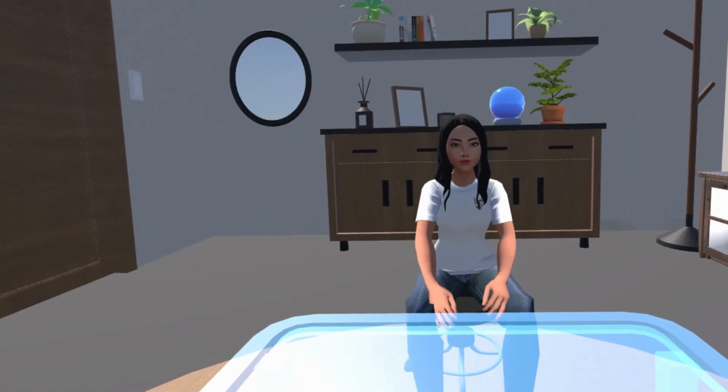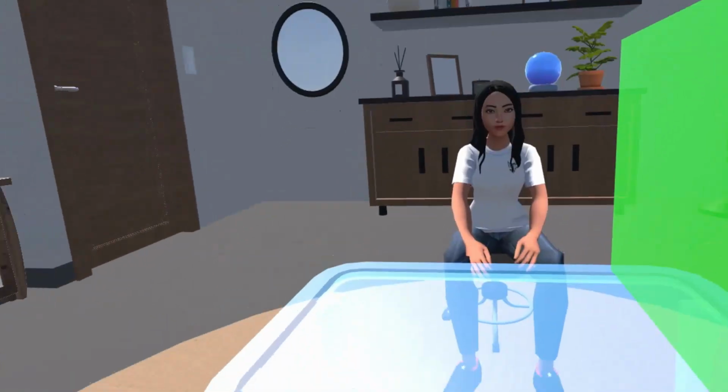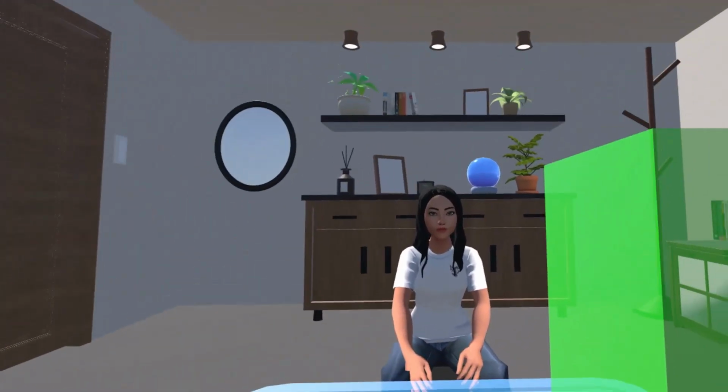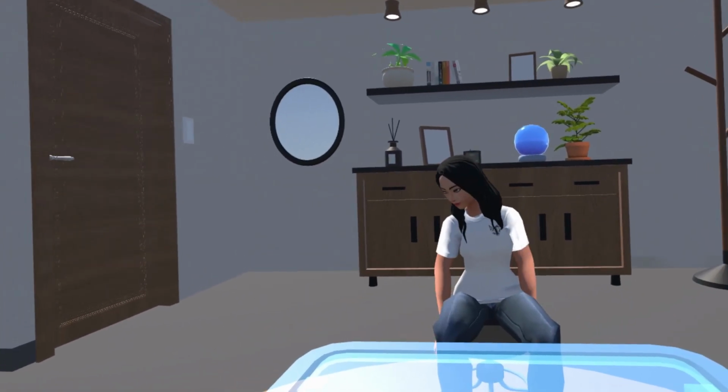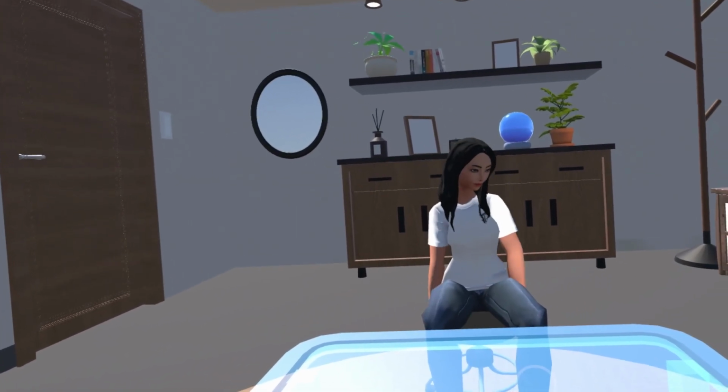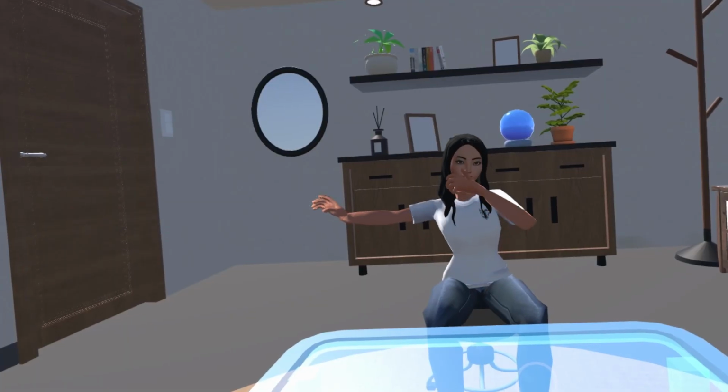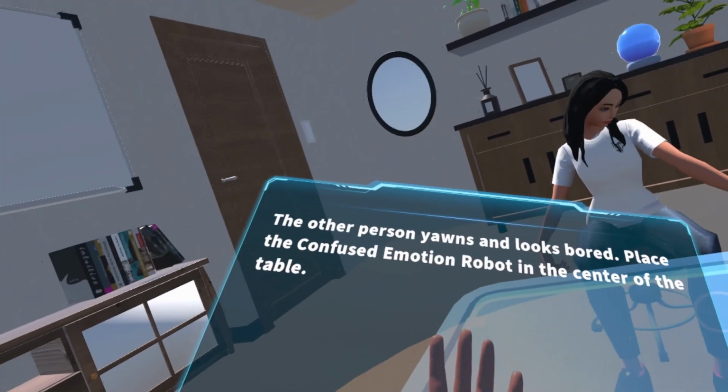Good job. Say hello to the person in front of you by placing your hand on the green box and waving. I'm so bored today. The other person yawns and looks bored. Place the confused emotion robot in the center of the table.